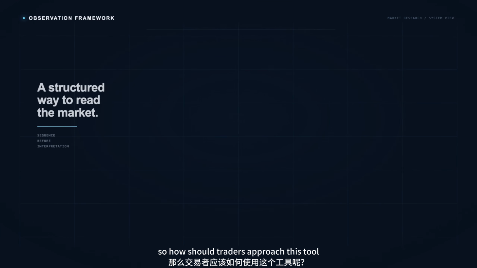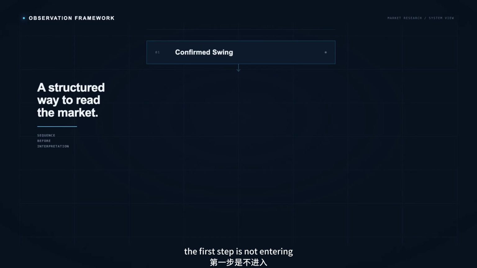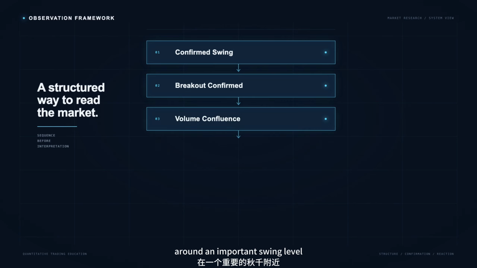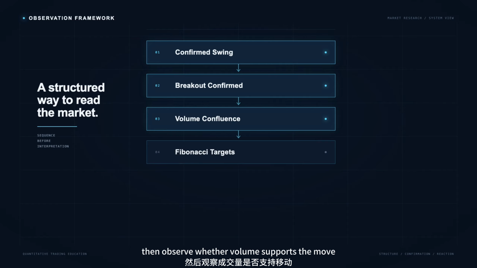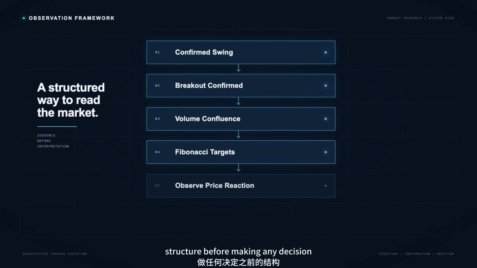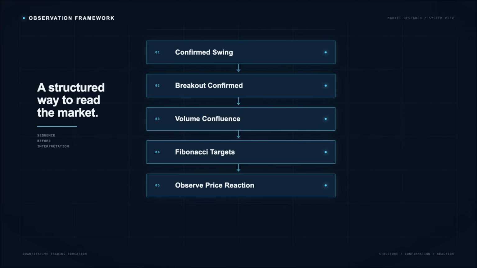So how should traders approach this tool? The first step is not entering immediately after a signal appears. The indicator should be treated as a structure mapping system. First, identify whether the breakout happens around an important swing level. Then observe whether volume supports the move. Finally, evaluate the risk and reward structure before making any decision. A breakout signal is only one part of the analysis process.